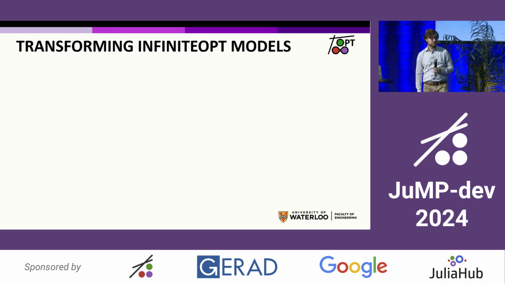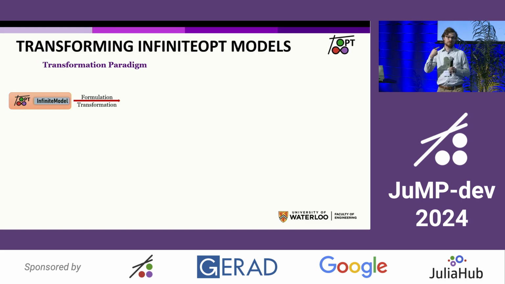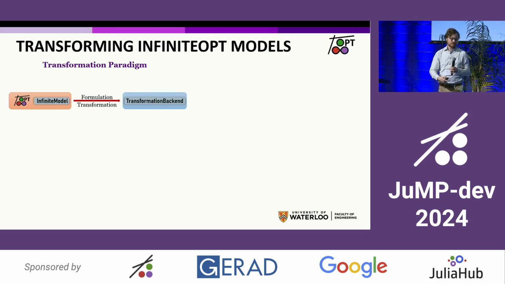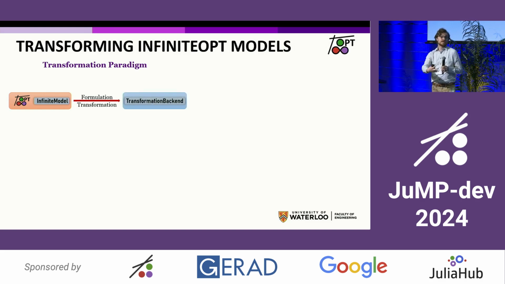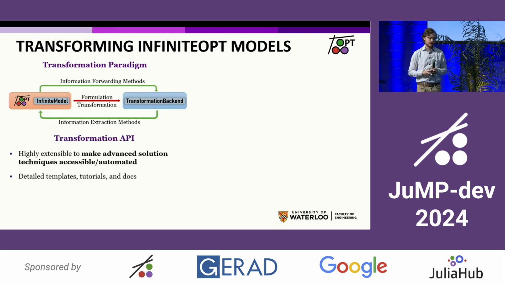To actually solve these problems, we have this transformation paradigm. We have this infinite model, which is the core object. We apply a transformation to transform it into what we call a transformation backend, and then we have an API for those two to seamlessly integrate into each other, such that the user doesn't really even need to know that the backend exists. This is an extensible API, so if you wanted to, you can add a new way of solving these problems.